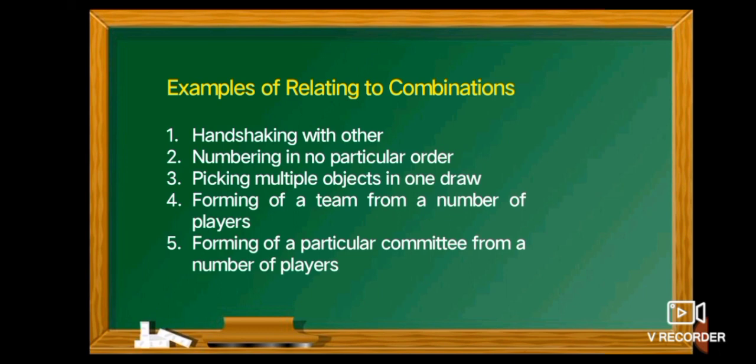Here are the examples relating to combinations. Number 1, handshaking with others. Number 2, numbering in no particular order. Number 3, picking multiple objects in one row. Number 4, forming of a team from a number of players. And number 5, forming of a particular committee from a number of players.